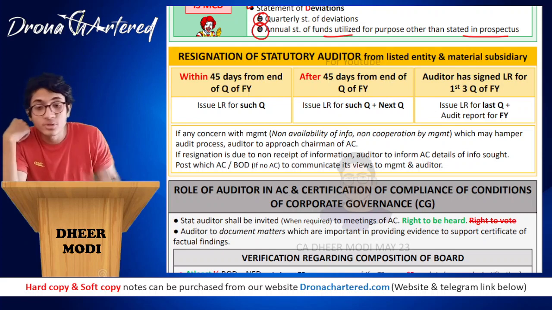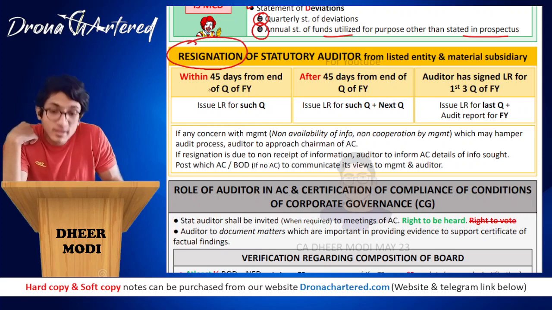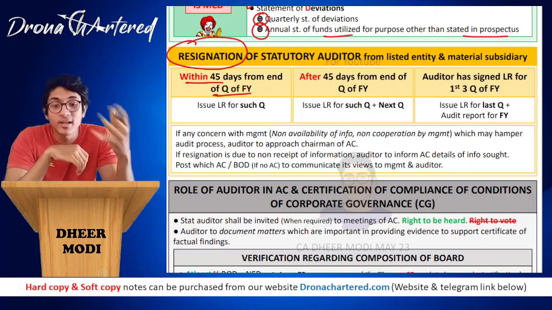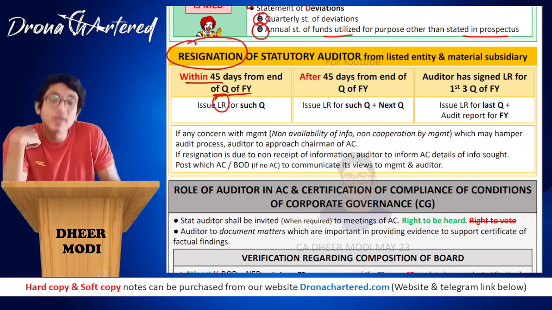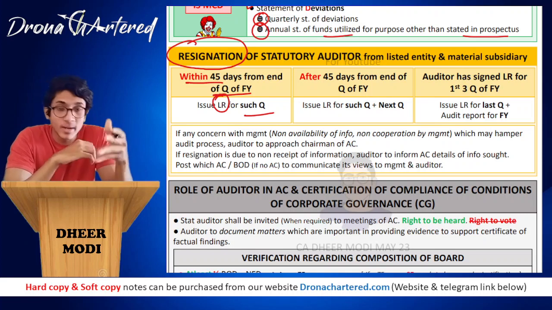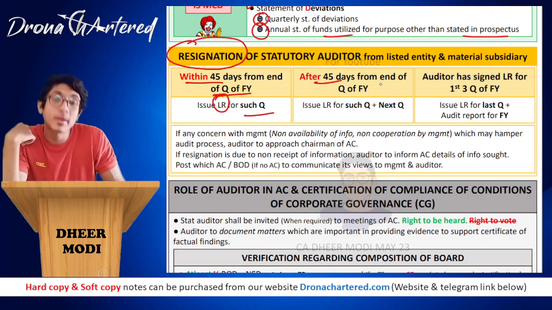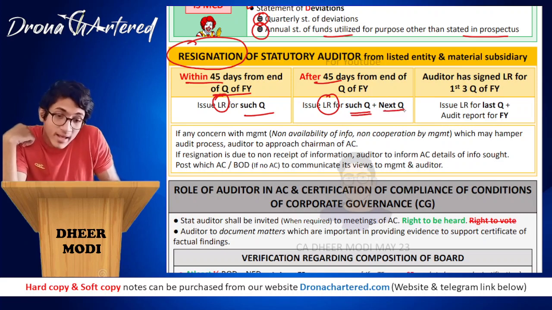So remember, if your statutory auditor resigns within 45 days from the end of the quarter of a financial year, then he will still have to issue your limited review report for such quarter. If he did it after 45 days from the end of such quarter, then he has to issue your limited review report for such quarter as well as the next quarter.